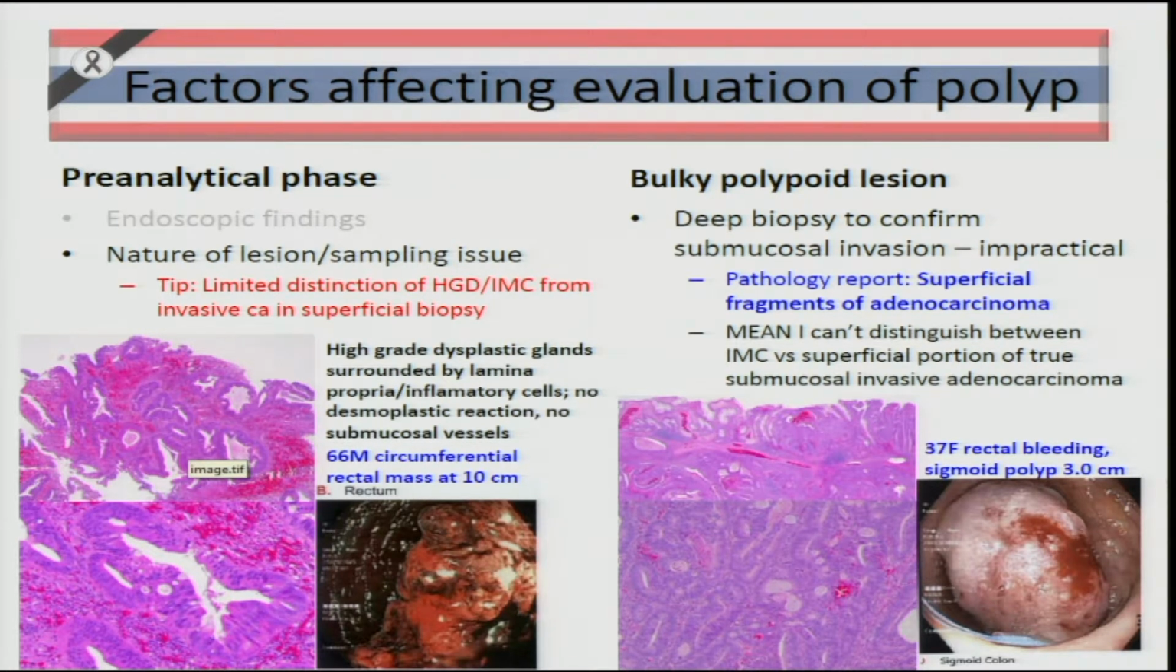submucosal adenocarcinoma. And you can see this malignant polyp on the surface, there is only high-grade dysplasia. But if you get a deep enough bite into the submucosa, you can get the right answer. But it's not always possible to get that deep bite.